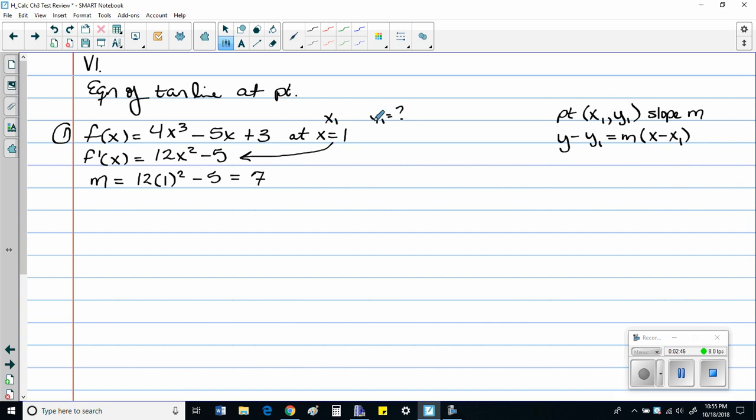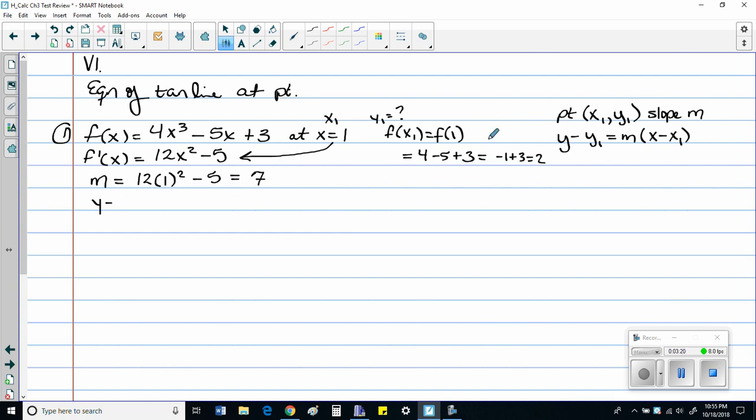Well, y1 just means what is y when x is 1. So, well, it's 1 here, but anyway, whatever x1 is. Okay, so that is just f of x1, which is f of 1 in this case, which is 4 minus 5 plus 3. See, I just plugged it in right there. 4 times 1 minus 5 times 1 plus 3. Okay, so then I get negative 1 plus 3, which is 2. All right, so now I'm ready.